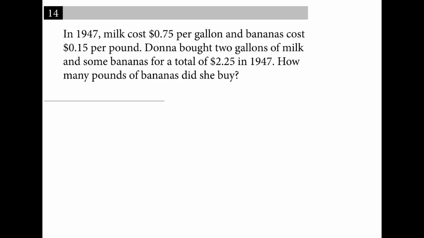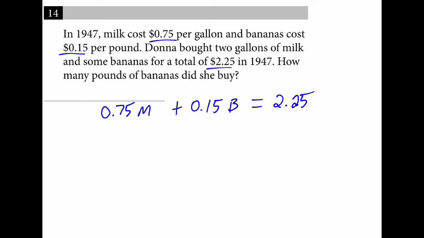So this one's not quite a systems problem. I mean, we have some of the stuff there. Like we have our money equation, how much per pound, how much per pound, how much total. But instead of the second equation, they instead tell us one of the values. That for milk, we can plug in a 2. And then we can directly solve for bananas. So it's a little bit shorter than a typical systems problem.